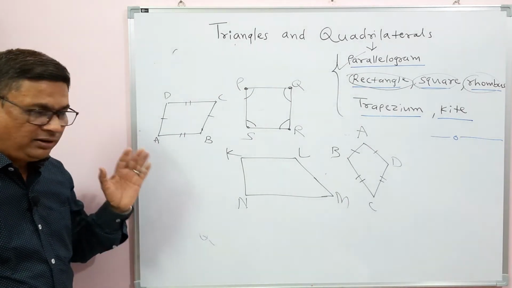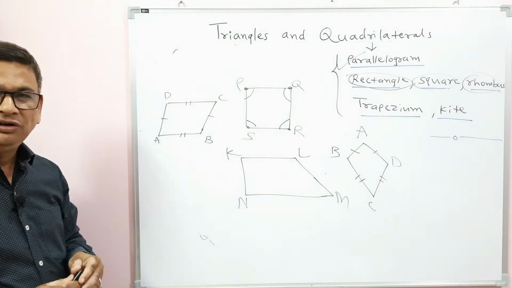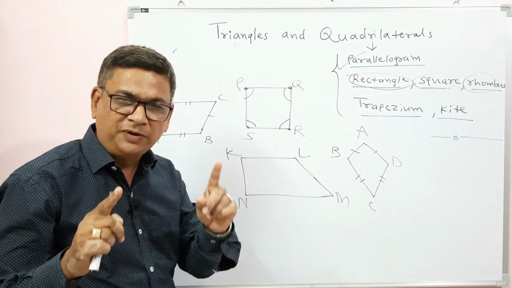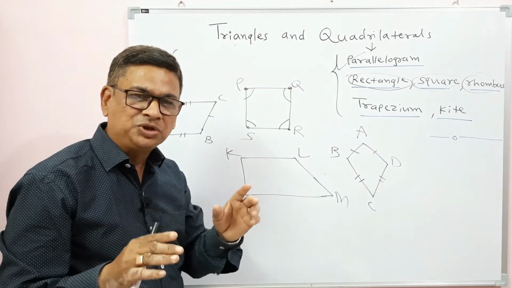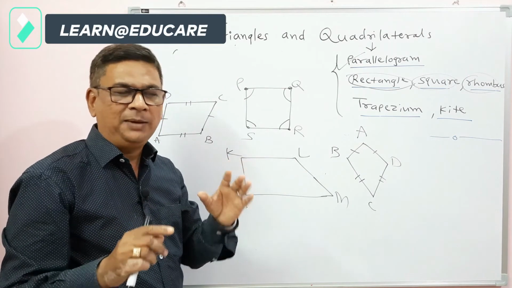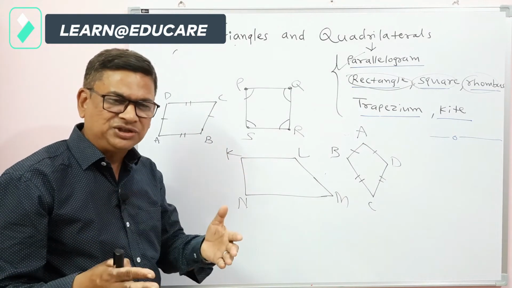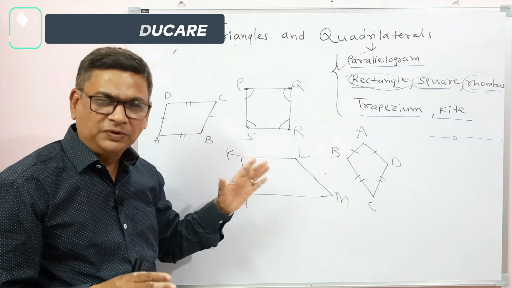All these quadrilaterals and the triangle have the angle sum property also. In a triangle, the sum of the measures of the three internal angles is 180 degrees. Similarly, in a quadrilateral, the sum of the measures of all four internal angles is 360 degrees. We'll see further details about the triangle and quadrilateral in the next session. This is all about the geometrical figures triangle and quadrilateral in today's session.